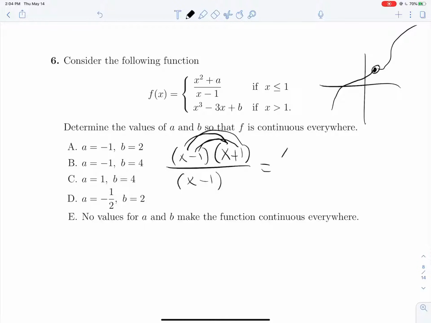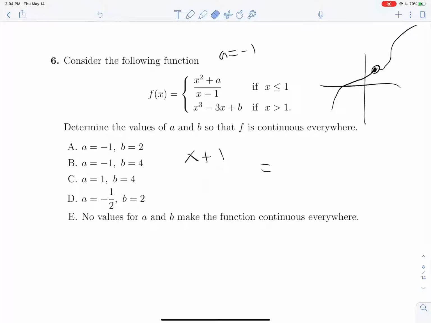We'll expand this out and get x squared minus 1 over x minus 1. So a is equal to negative 1. But this lets us cancel these two out, right? We will get, sorry, x plus 1 over 1, which is just x plus 1. Perfect. So what does this evaluate to at x is equal to 1?